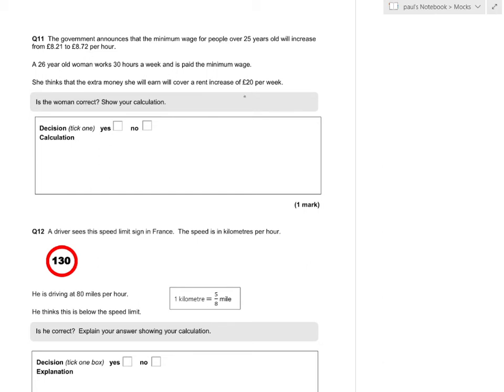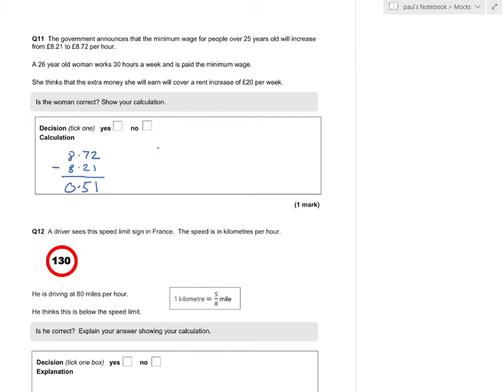So then we'll find the new minimum wage. So 872 minus 821. Does that help? Extra money. Extra money. Okay, yeah. So this is the extra money she's going to get. So that's 51 pence. 51 pence.